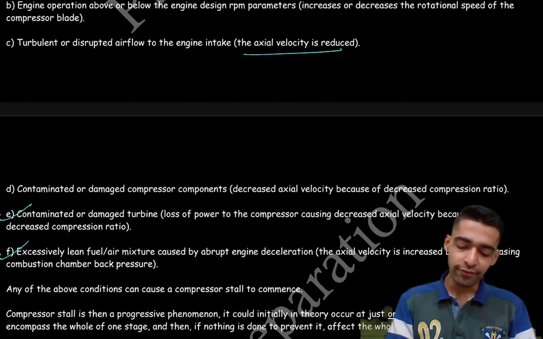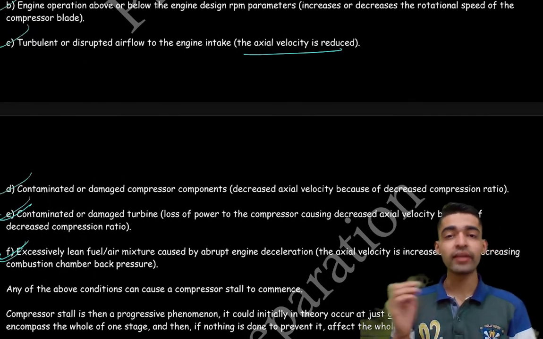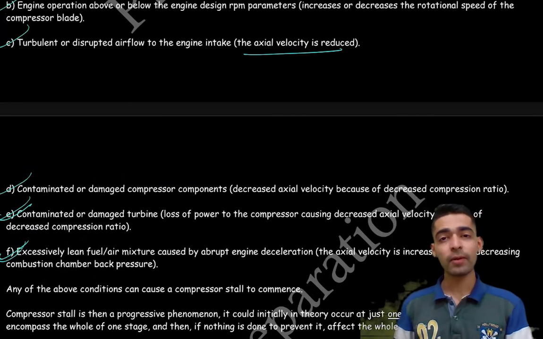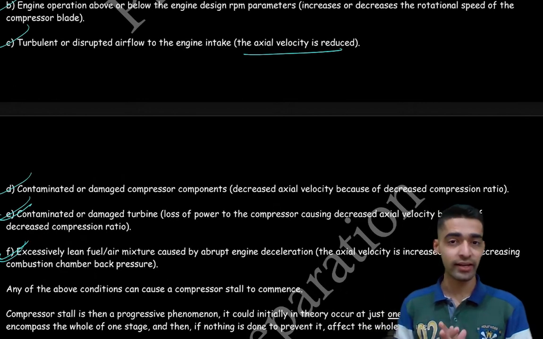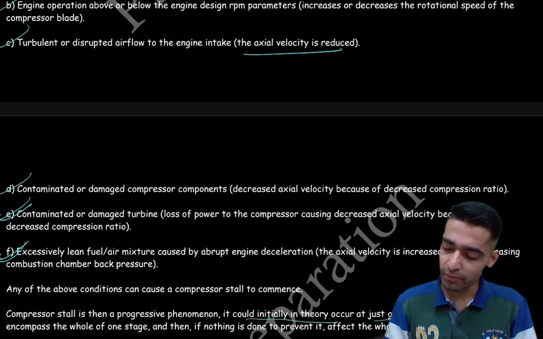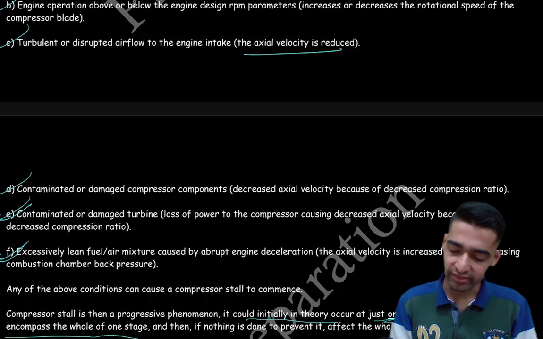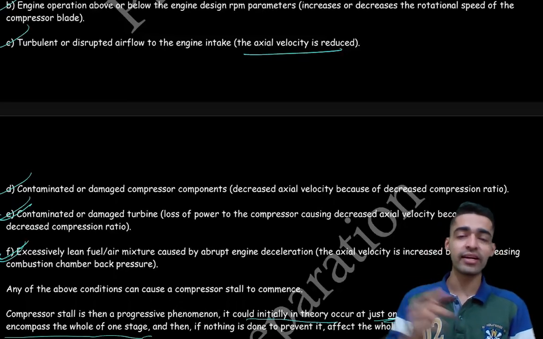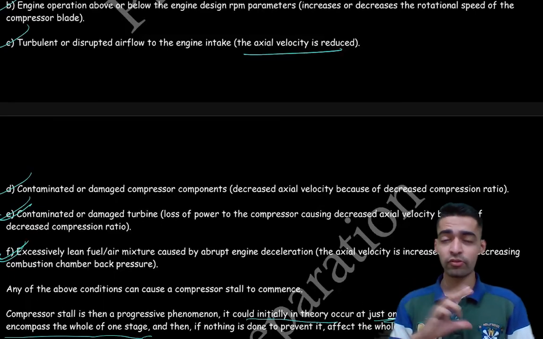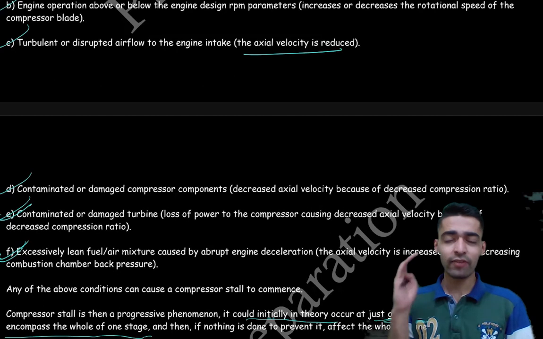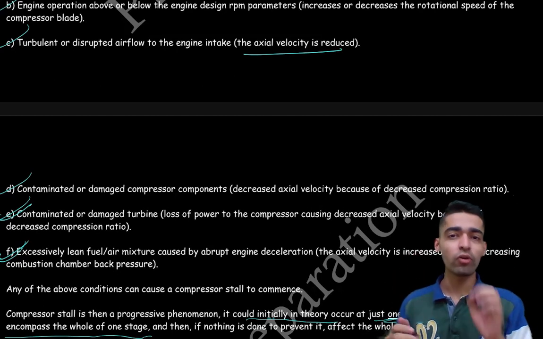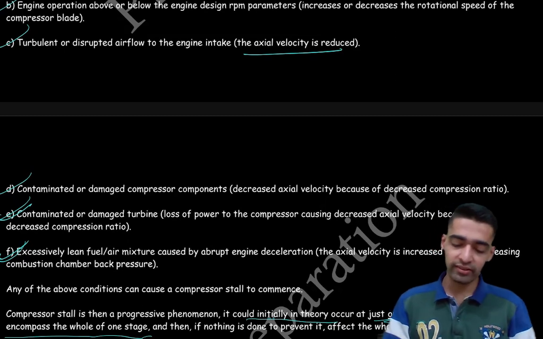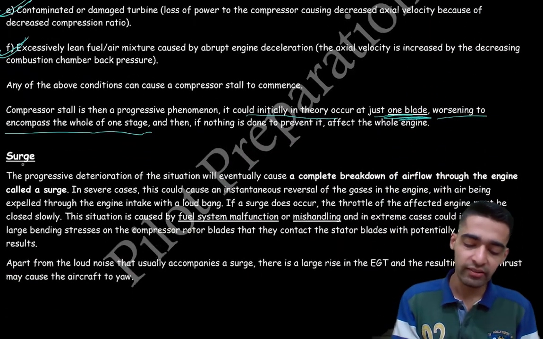Now, if any of these conditions actually follows in real life, the compressor will definitely stall. What is stall? Stall means partial breakdown of airflow. That means it will also lead to partial breakdown of the engine itself. In theory, it could initially start with just one blade and worsen to encompass the whole stage. So it starts with one blade, then one stage, and then the whole compressor gets stalled, or we can say the whole compressor gets stopped. And once the whole compressor is stopped, it is no more a stall, because stall is nothing but partial breakdown. This time the breakdown is happening completely. That is called surge.